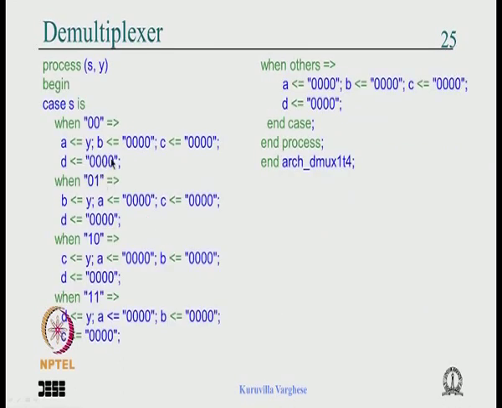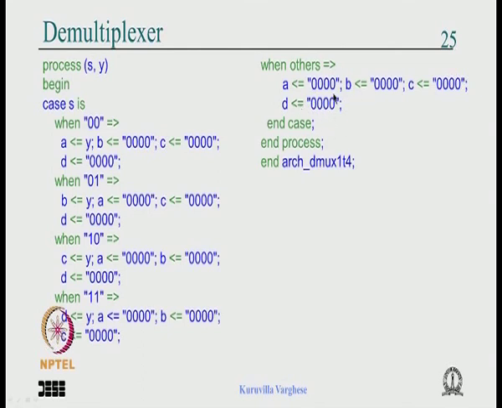So that's what is written here. When 0 0, A gets Y, but everything else has to be specified, otherwise there will be latches. So we specify B as 0, C as 0, D as 0. When 0 1 we assign B gets Y, the rest all 0. When 1 0, C gets Y, the rest all 0. When 1 1, D gets Y, the rest all 0. When others, everything is 0.